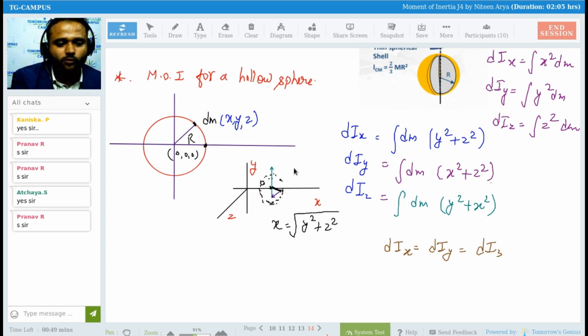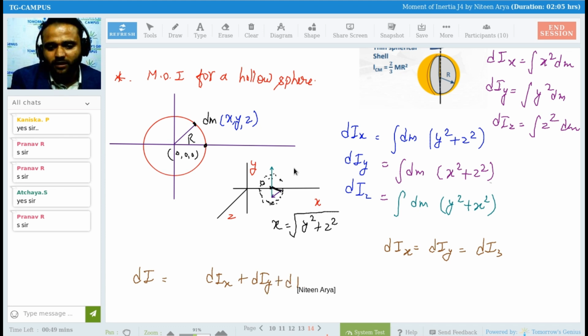So the net moment of inertia, the total small moment of inertia, is dIx plus dIy plus dIz. Is this clear? And you can write 3 dI to find the total moment of inertia for a small particle of mass dm. Is this clear everyone?